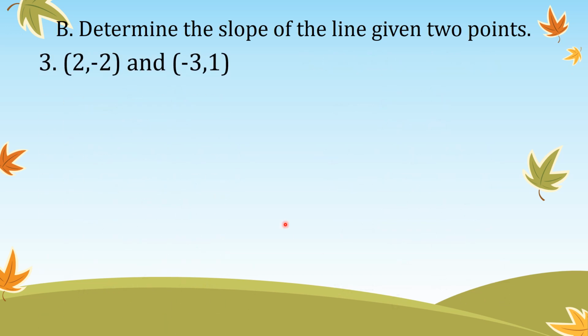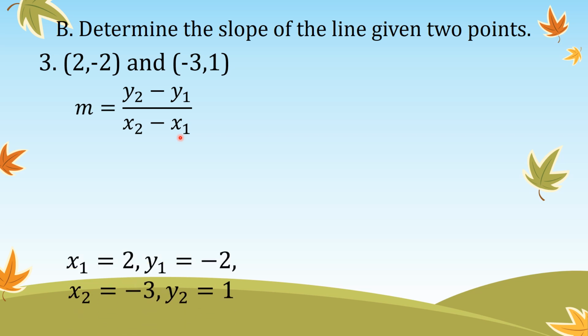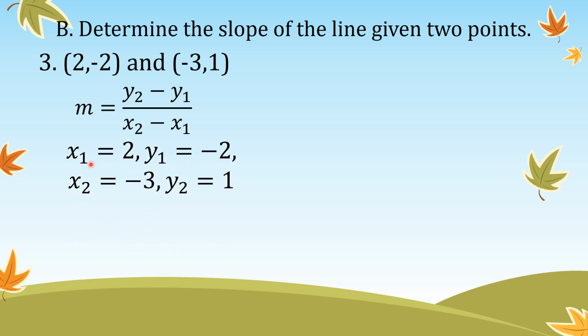Now, let us have our third example. So, ito yung 2 points natin. 2, negative 2, negative 3, 1. So, again, ang formula natin, m is equal to y sub 2 minus y sub 1 all over x sub 2 minus x sub 1. So, identify ulit natin ang ating mga values. So, ang x sub 1 natin ay 2, ang y sub 1 natin ay negative 2, ang x sub 2 natin ay negative 3, at ang y sub 2 ay 1.